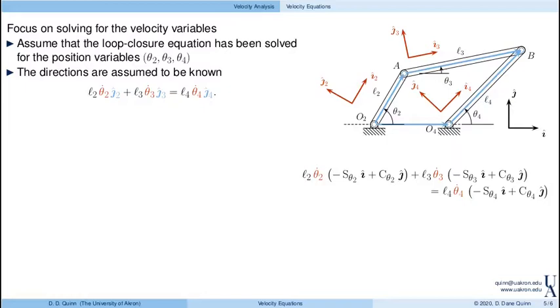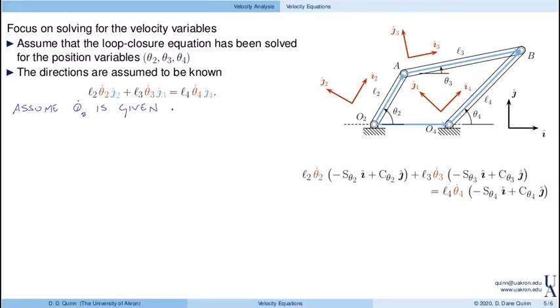So here, let's carry this through a little bit further on this 4-bar linkage, and I want to focus on solving for the velocity variables. So I'm going to assume that we have already solved for the configuration. So I know theta 2, theta 3, and theta 4, which means that these directions are assumed to be known. And then I'd like to find theta 3 dot and theta 4 dot. So let's assume that theta 2 dot is given. This is our input velocity variable.